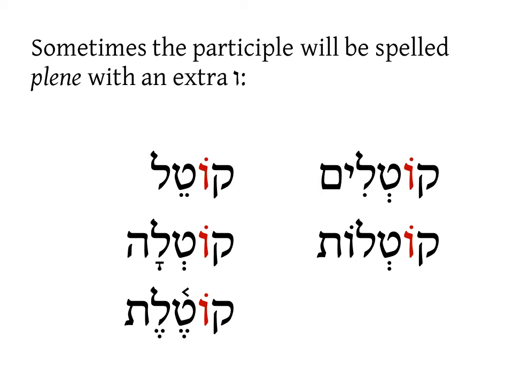Sometimes the participle will be spelled plene as opposed to defective, so it'll have a full holum vav after the first root consonant, not just a holum. Kotel, kotala, etc. There's no difference in meaning. This is most commonly found in texts without vowels written, especially some Hebrew manuscripts and certain Dead Sea Scrolls. You will run into it sometimes in the Old Testament, though the spelling without the extra vav is most common.